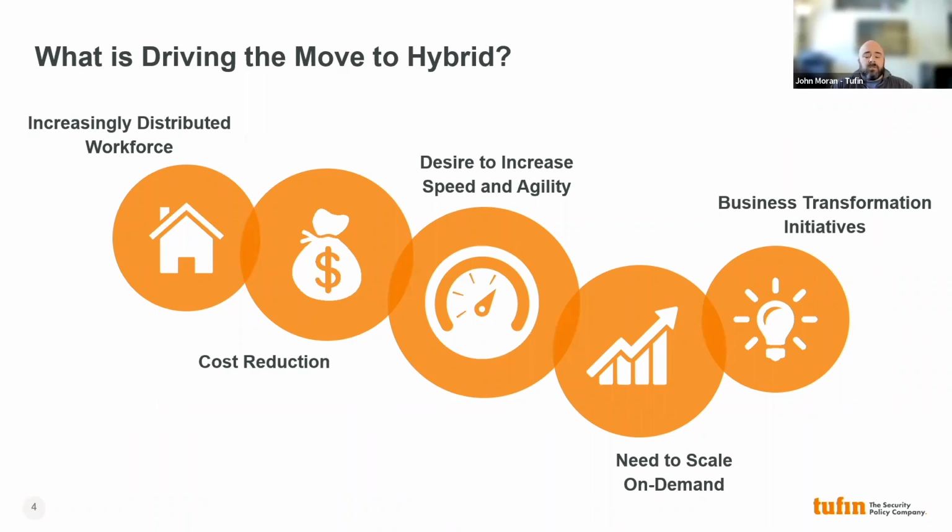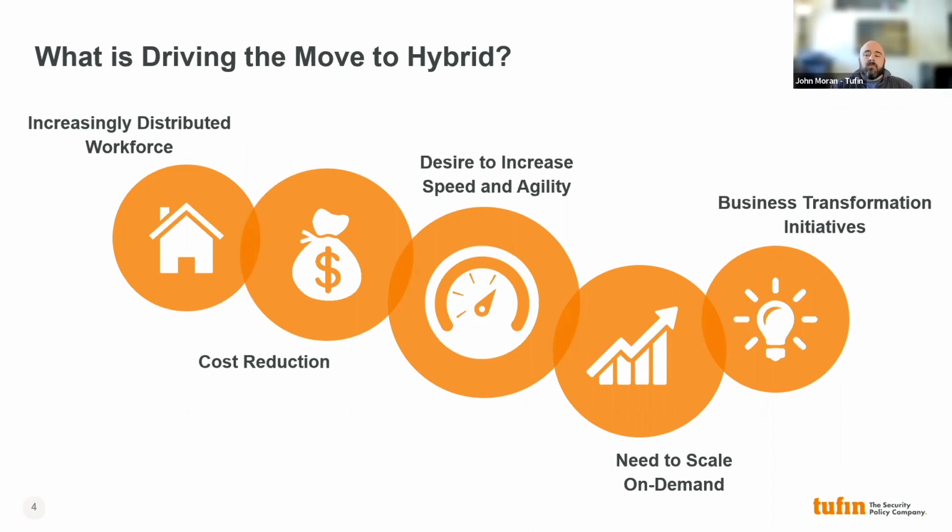The increase in speed and agility is another obvious one, right? We're moving to DevSecOps style methods of development. We're moving to infrastructure as code, right? And that's all to increase the speed of our business, increase the speed at which we're able to innovate, and increase how agile we can be. And the hybrid cloud is really uniquely positioned to be able to deliver that.